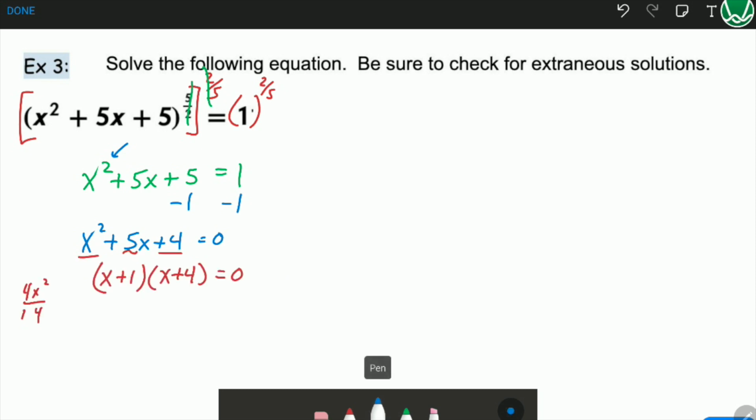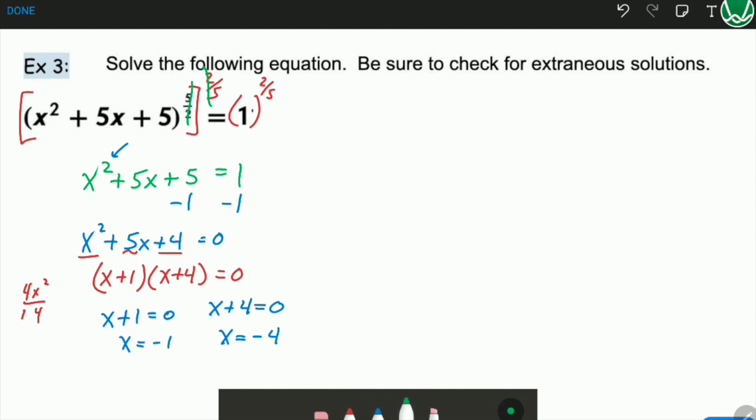Zero product property says if we have two factors multiplied together to equal 0, then one of them has to equal 0. So we'll have x equals -1 as one possible answer. And if we set x plus 4 equal to 0, we'll have x equals -4 as another possible answer. We do have to check these answers to make sure they work out right.